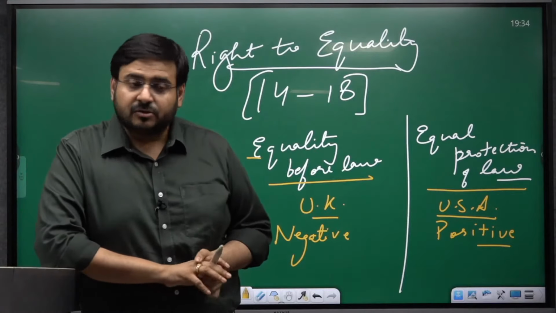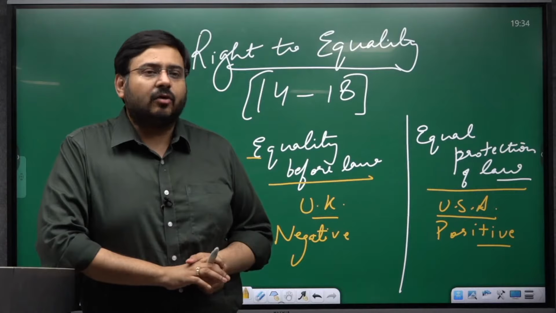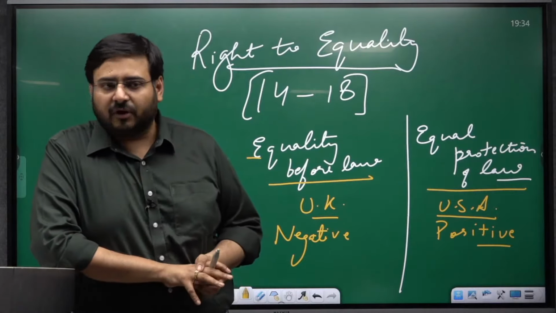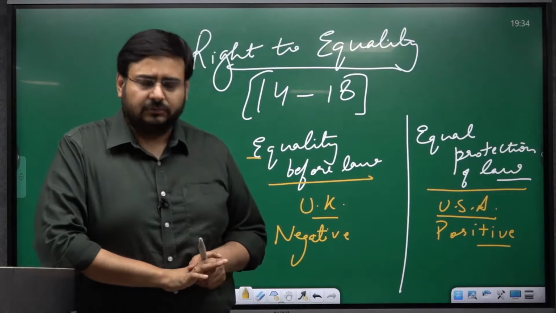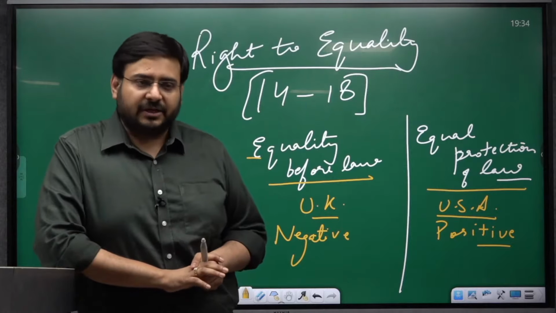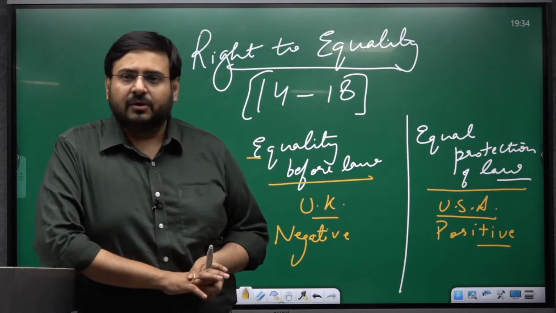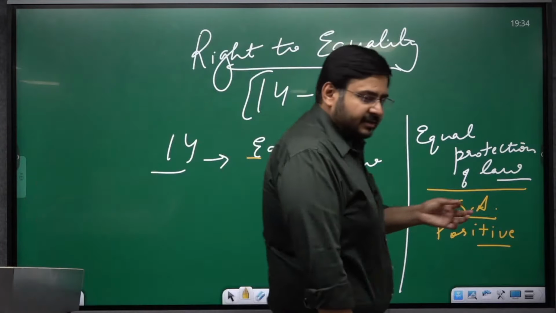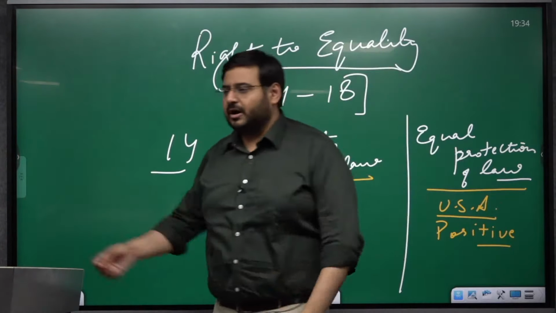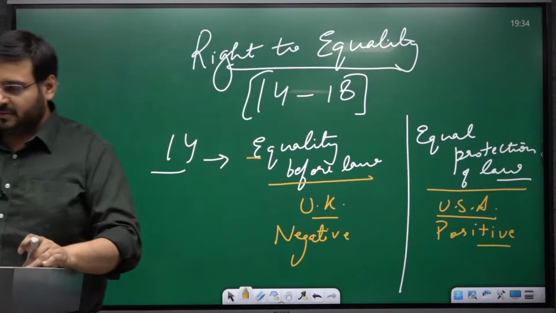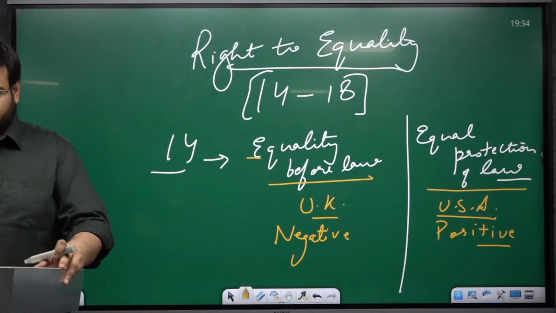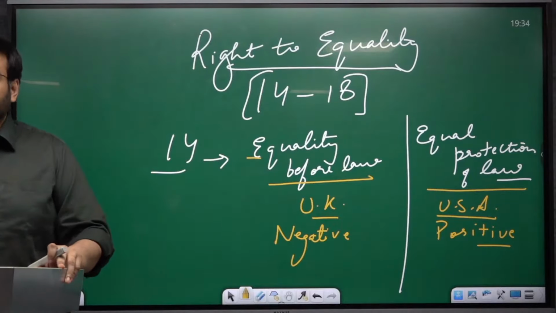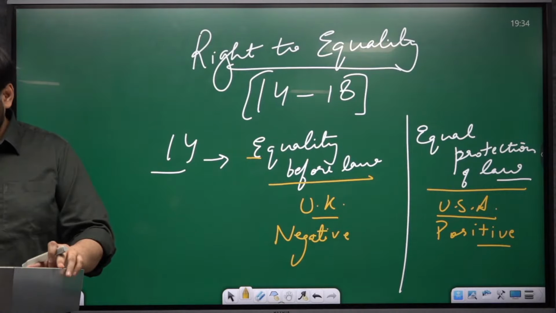Clear? So the question comes: equality before law is same as that of rule of law, true or false? False. Equality before law is a subset of rule of law, true or false? True. Okay. You can write it if you want to write. This can be a note: equality before law is not rule of law but a subset of it.